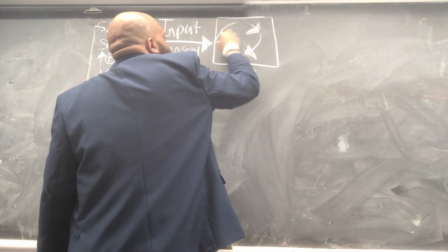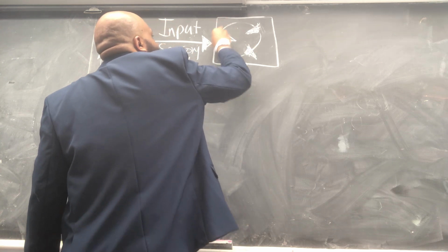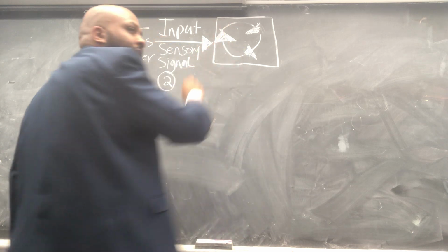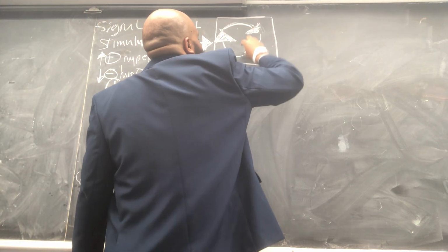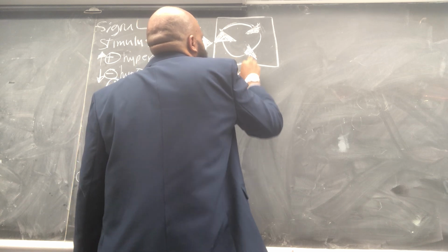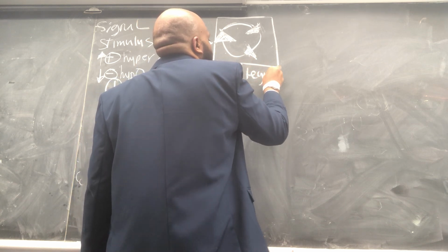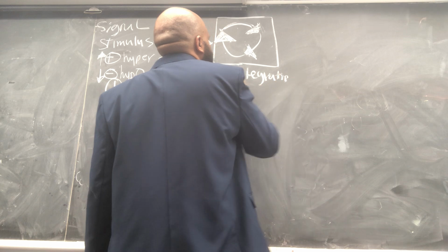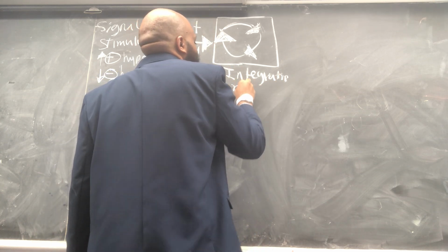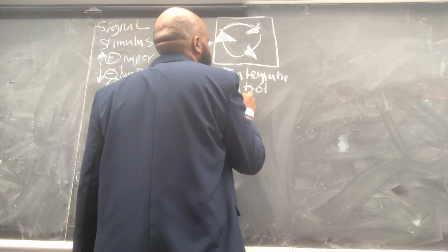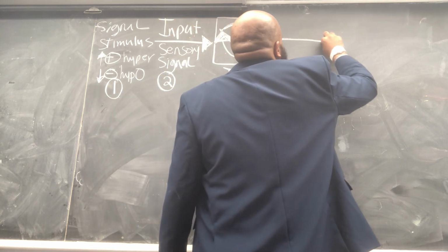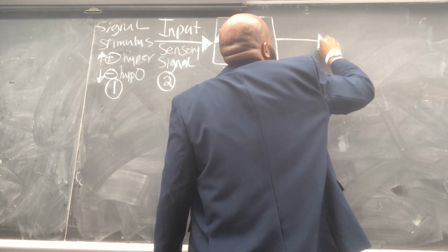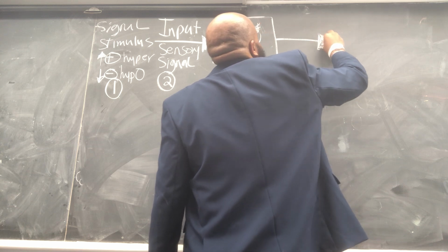How do we repair homeostasis? With positive feedback or negative feedback? Negative feedback. There's going to be negative feedback. Then that's the integrator. Integration. Also known as control center. The control center receives an input and generates what? An output. Excellent.